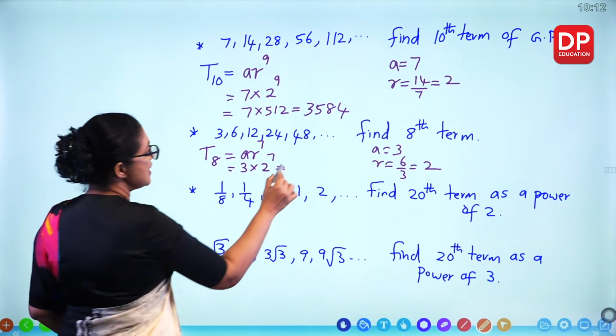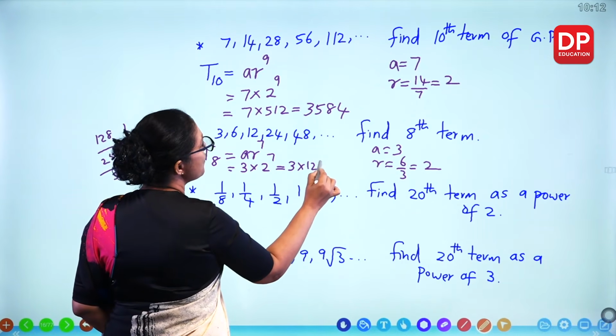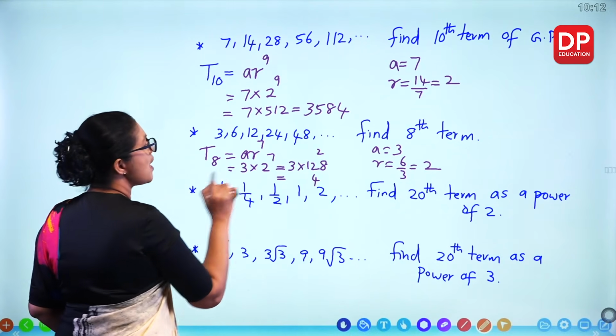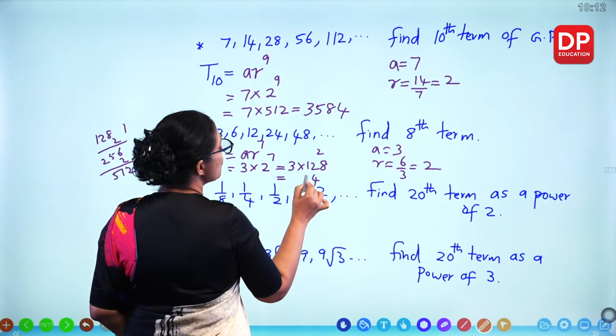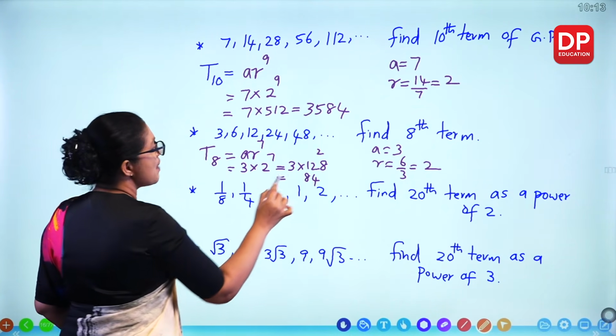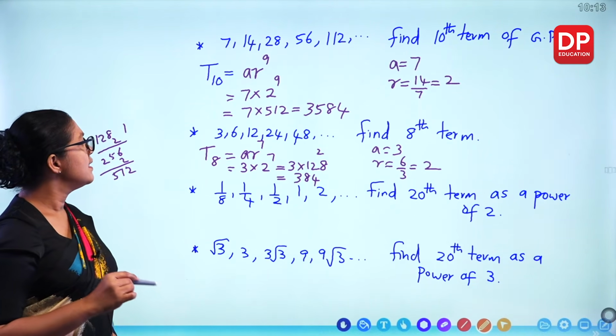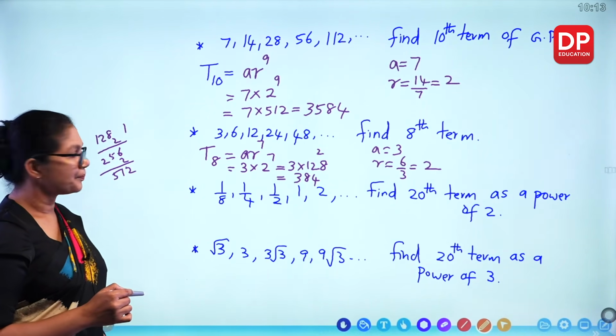128 multiplied by 3. 3 times 8, 24. 2 remaining. 3 times 2, 6. 6 plus 2, 8. 3 times 1, 3. So 384 is the 8th term.